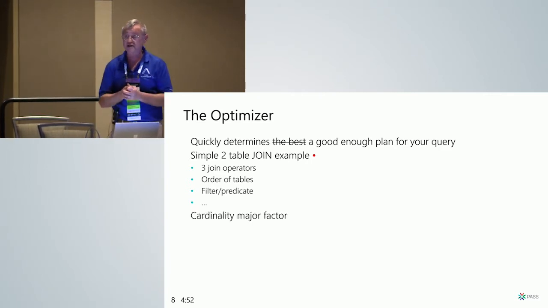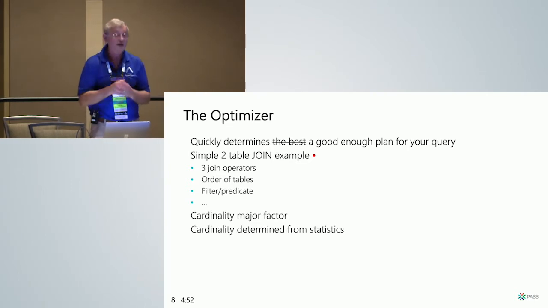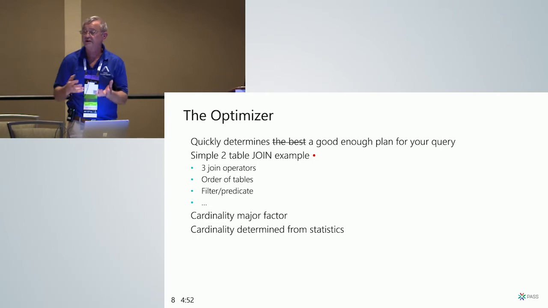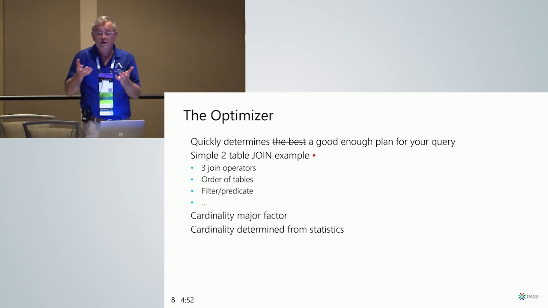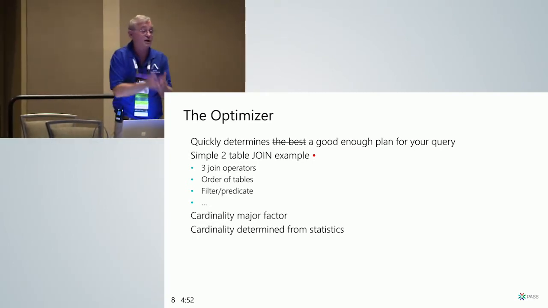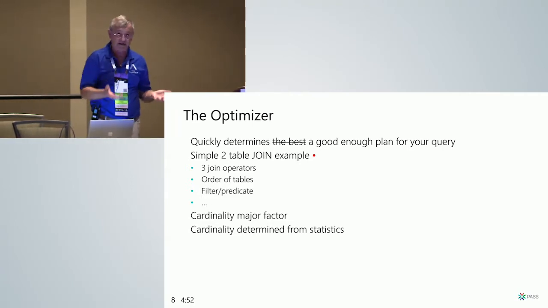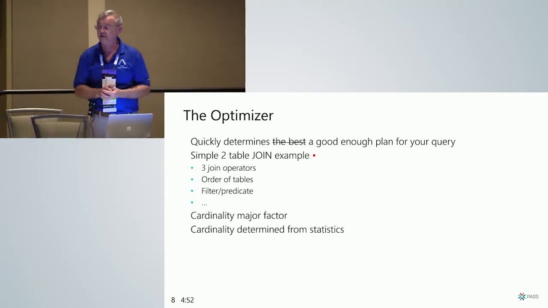And as I said, the cardinality is the major factor, and the cardinality is determined from the statistics. There's the connection. So the statistics are used to come up with the cardinality. The cardinality is used to come up with a plan. The plan dictates how fast it's going to execute.